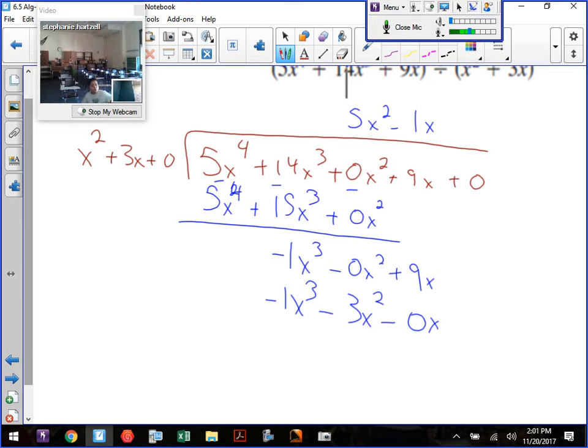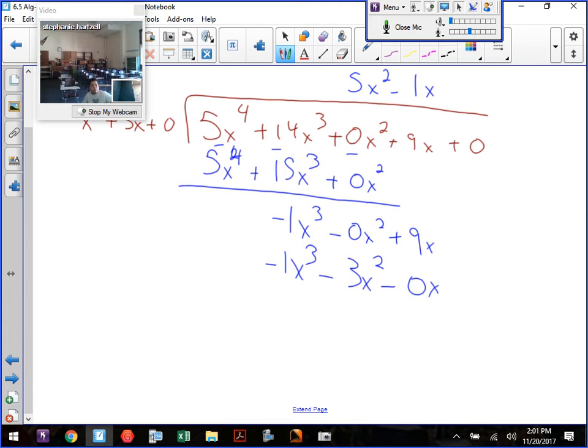Subtract out again. We get 3x squared plus 9x plus a 0. And then we're done.